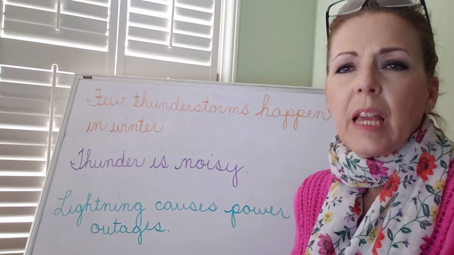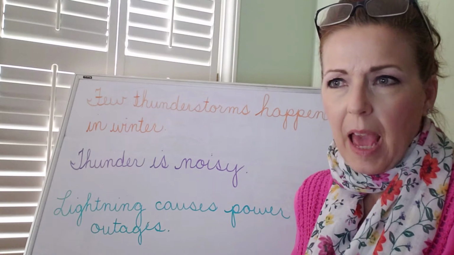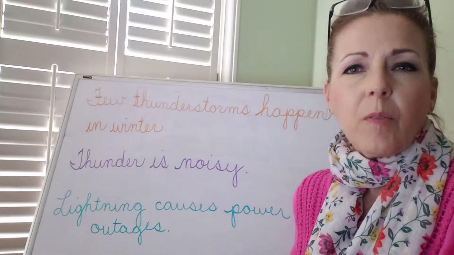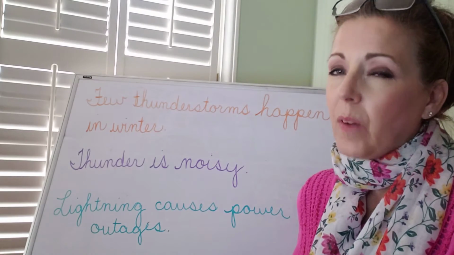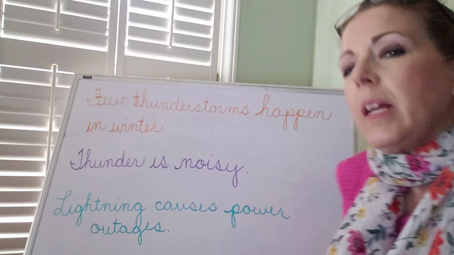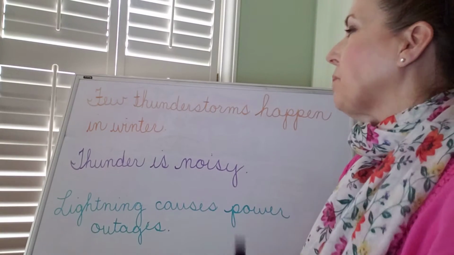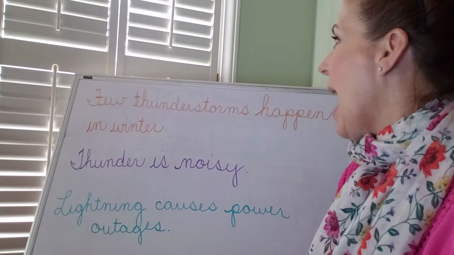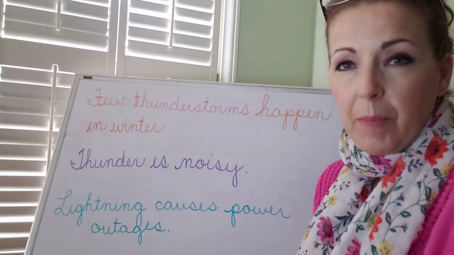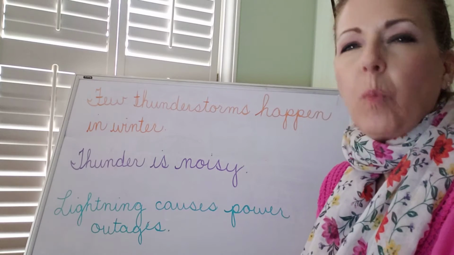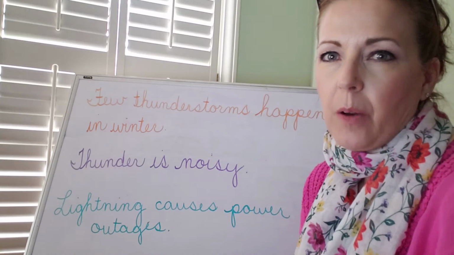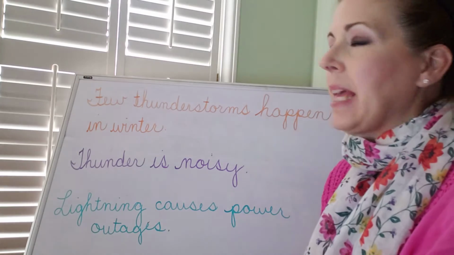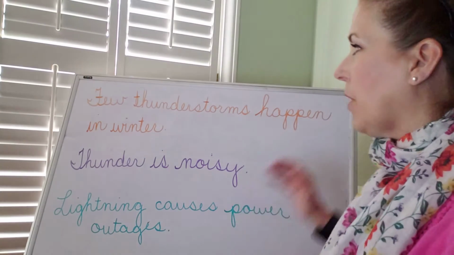So let's look at a few sentences that I have on the board, and let's see if we can start determining where we can find our adjectives. Let's look at sentence number 1. Few thunderstorms happen in winter. Remember, the first thing we want to do is weed out what we already know. So we're going to label our subject and verb.